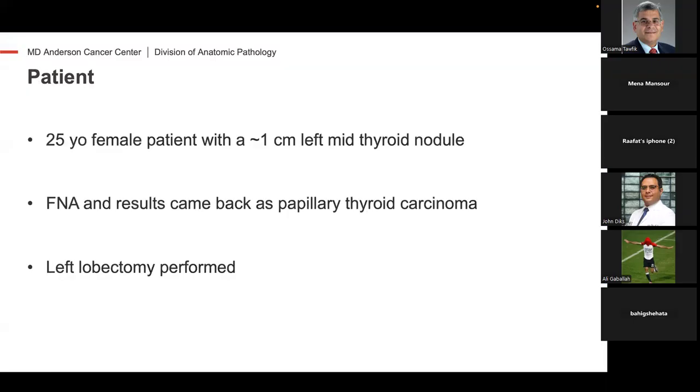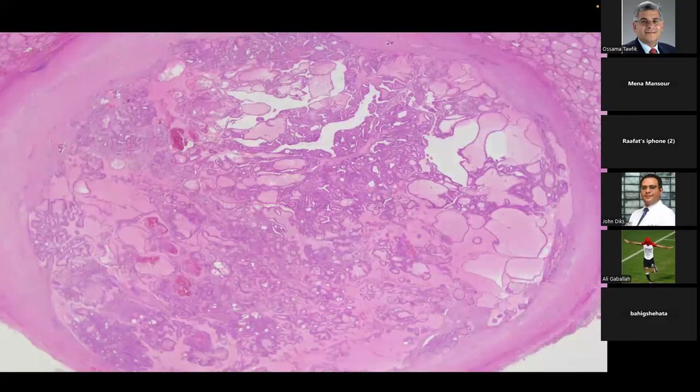Okay, so patient, 25-year-old female, with a 1 centimeter left mid-thyroid nodule. Again, the next step is FNA or ultrasound. Came back as PTC, papillary thyroid carcinoma. They did a left lobectomy. And this is what we see.